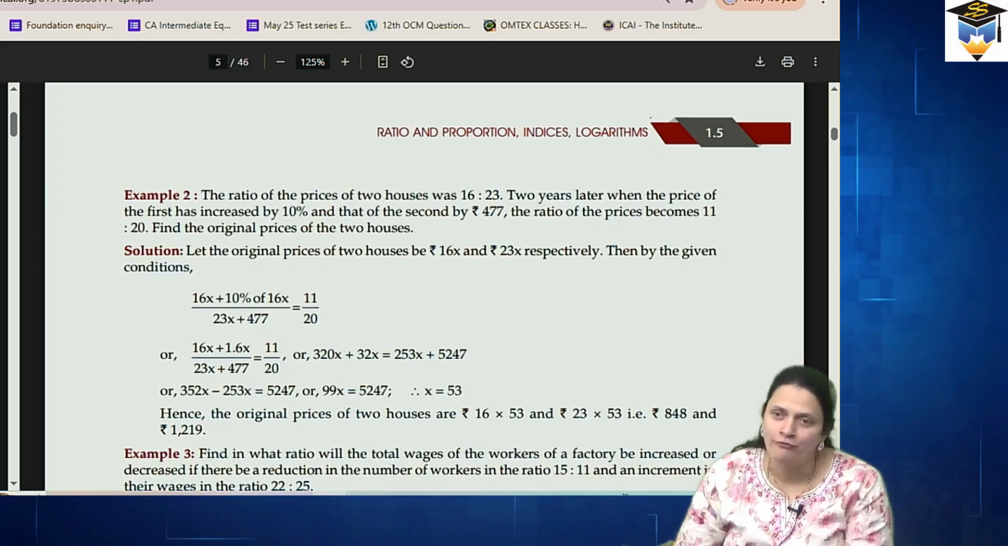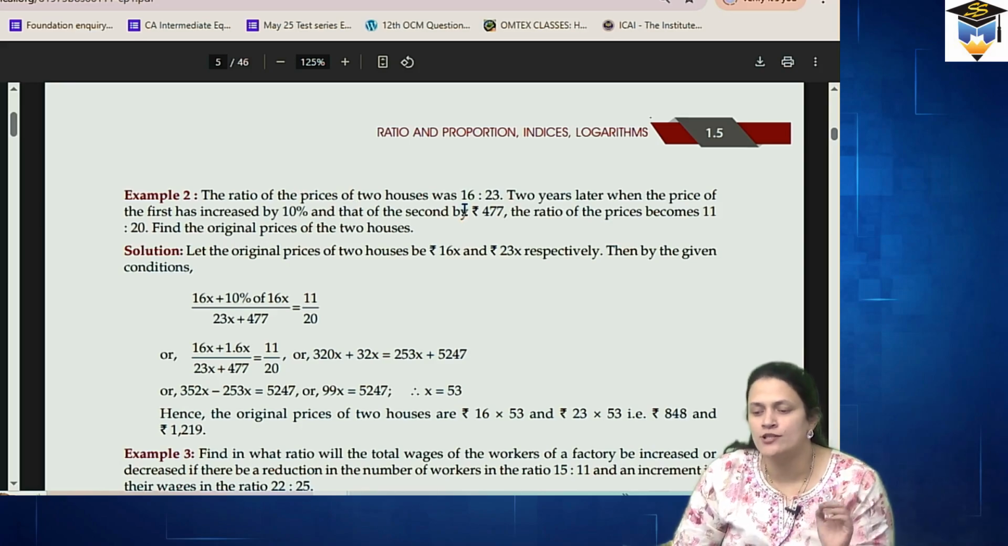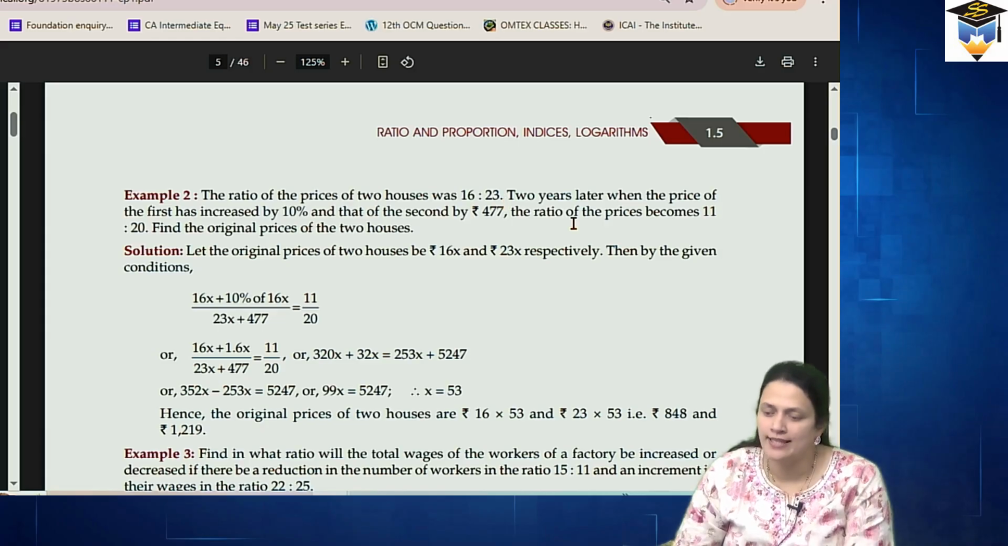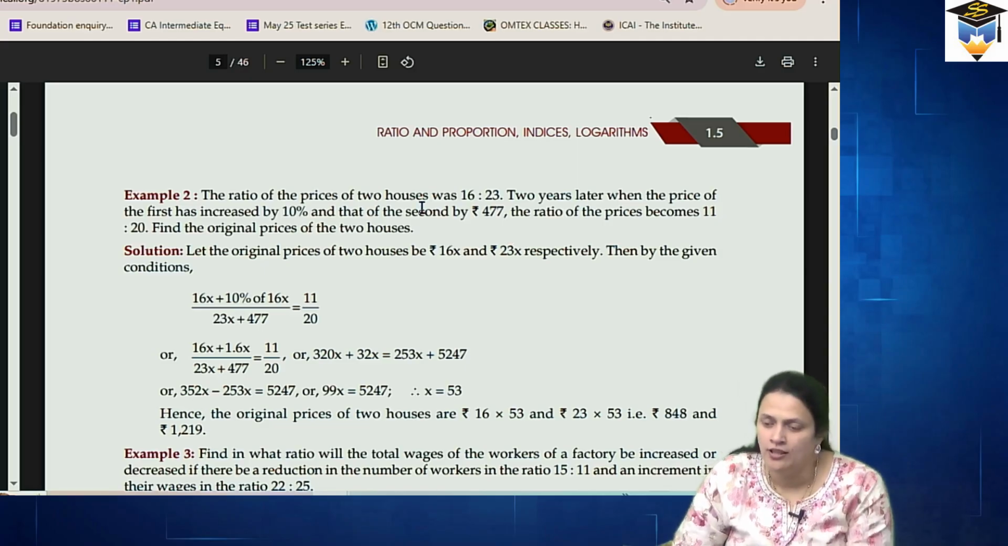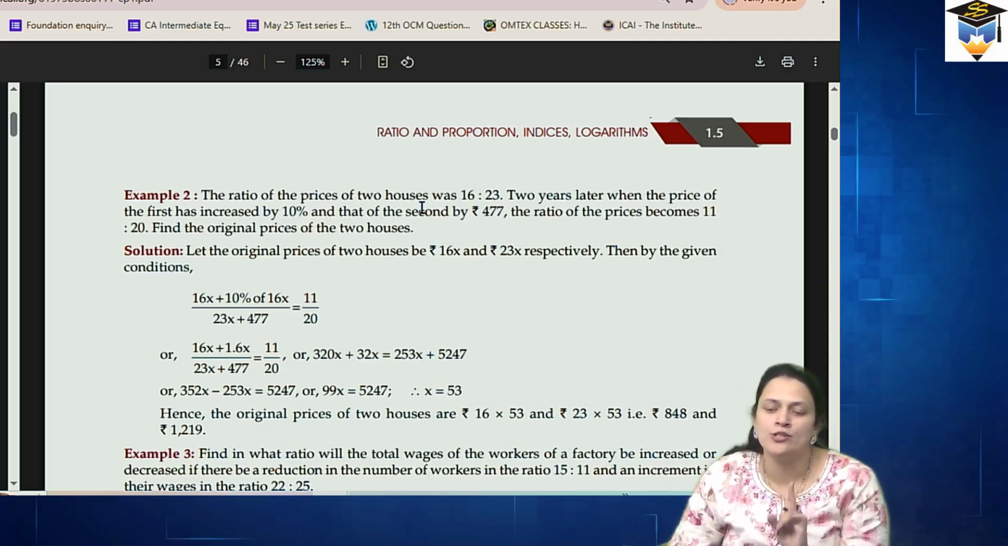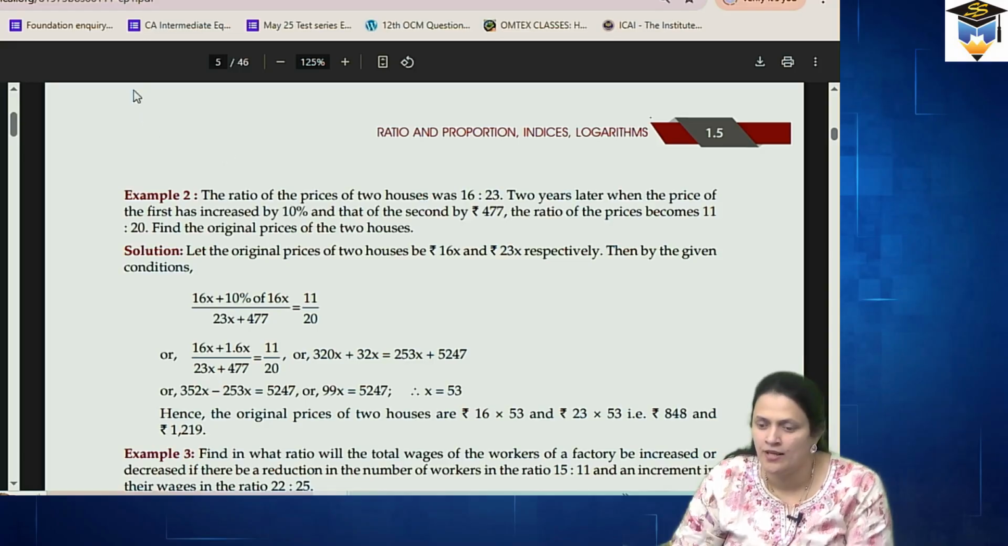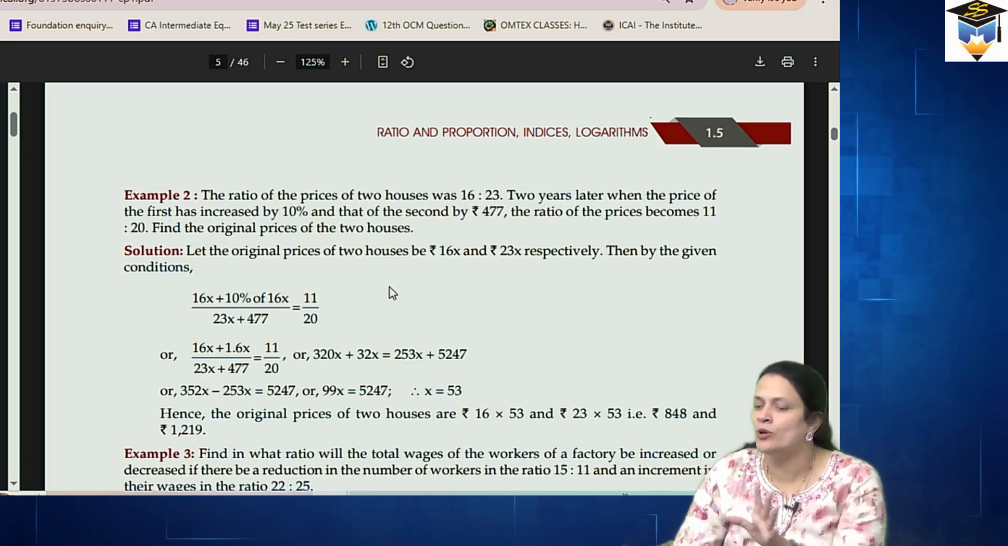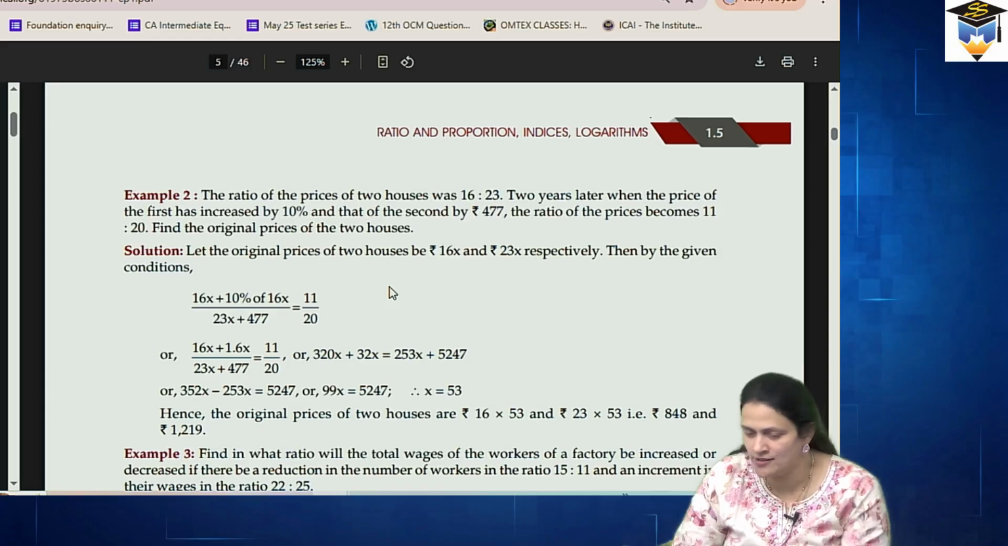Correct. Of means multiplication. Okay. So the ratio of prices of two houses was 16:23. 2 years later, when the price of the first has increased by 10% and that of the second by rupees 477, the ratio of prices became 11:20. So if we say that 16x and 23x are the original prices, okay.